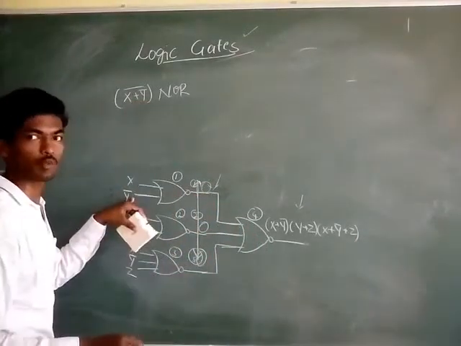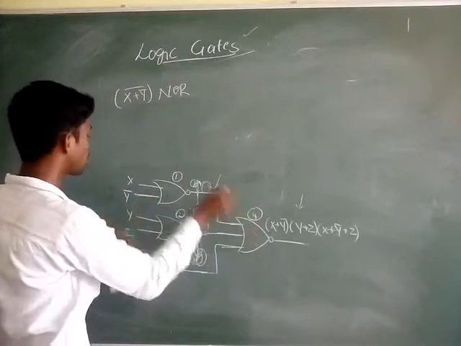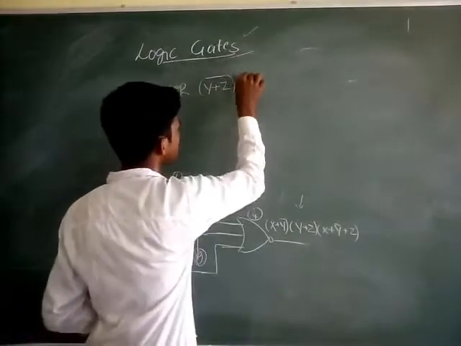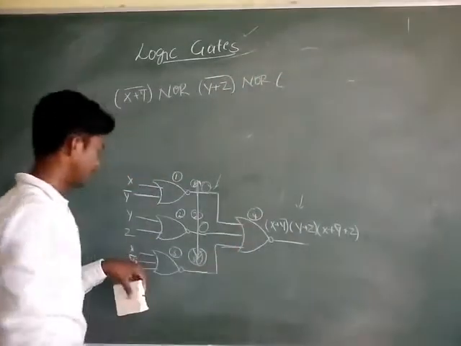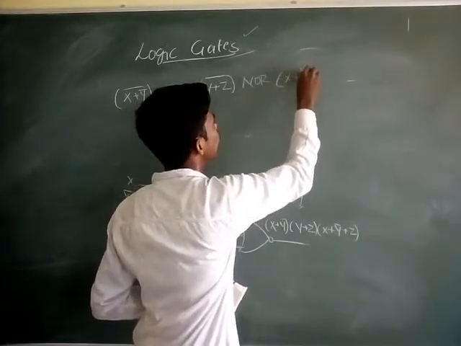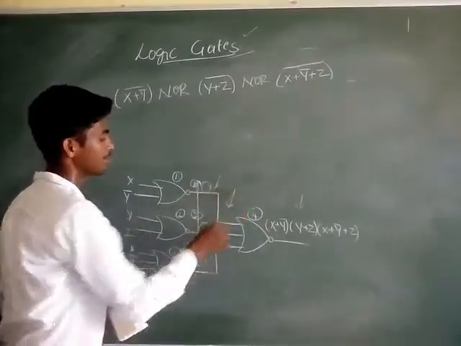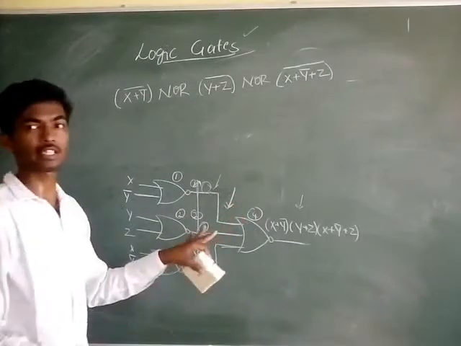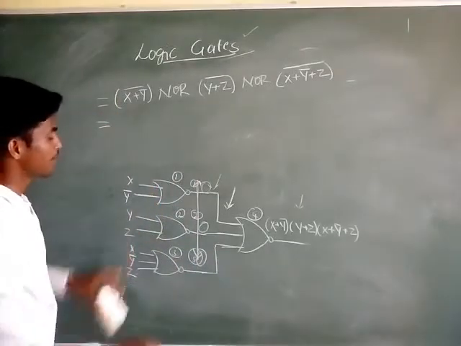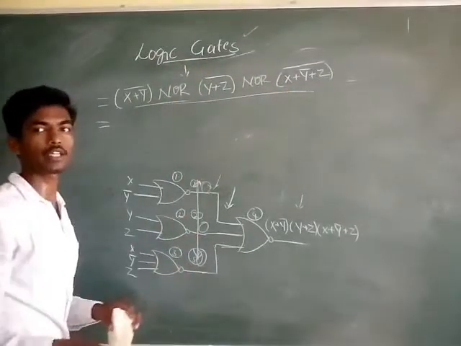First output is (x + y)', (x + y complement)', NOR (y + z)', NOR (x + y complement + z)'. X plus y complement plus z whole complement is the first expression, the simplification of the first expression from this logic circuit or logic design circuit. Now we have to simplify these three using the NOR gate.